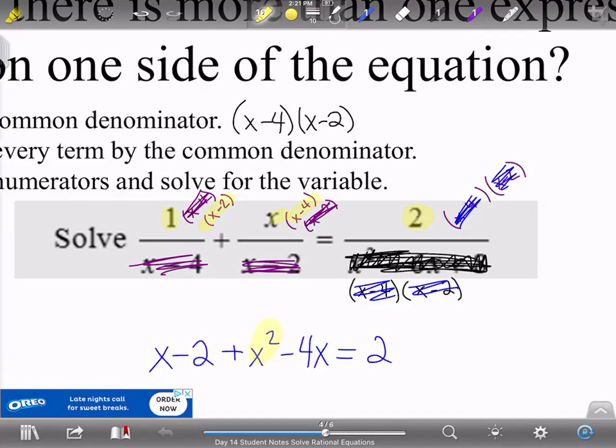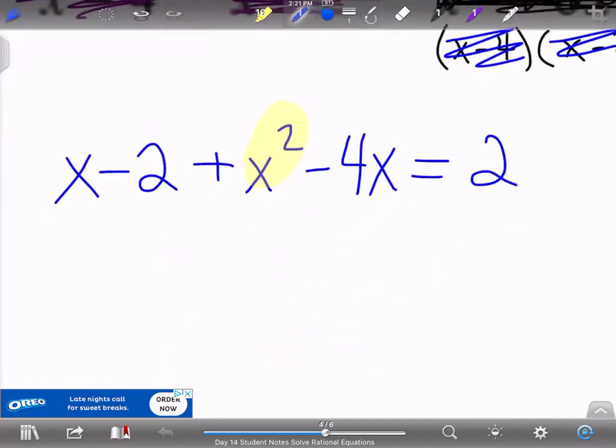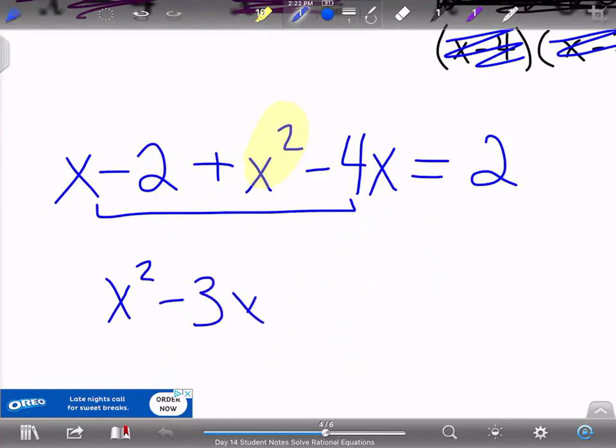So in this case, I would move the 2 to one side, but before I do that, I want to write this in standard form. Standard form always starts with the x squared first. Then I would combine these two terms here, the x and the negative 4x to get negative 3x. And then the minus 2 equals 2. So just simplifying things before I start getting this into form to factor.